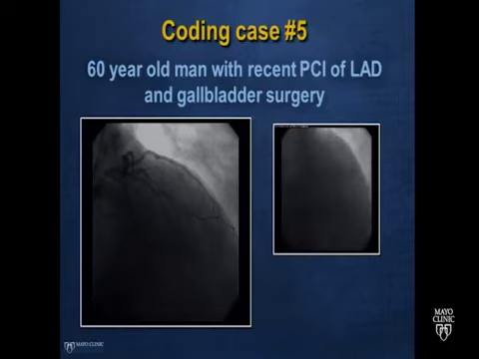I apologize if this is somewhat hard to see, because it's hard for me to see from this point of view. But what we have here is the right anterior oblique view. This is the anterior wall. There's a subtotal occlusion of the LAD, and it's right in the area where an old stent is, so that stent would be coded as not being patent. This is stent thrombosis in non-cardiac surgery after PCI.